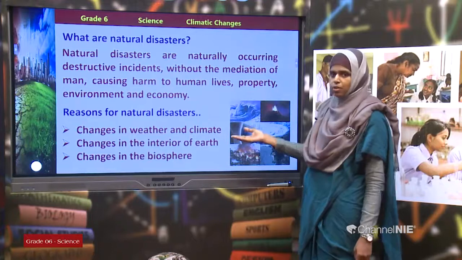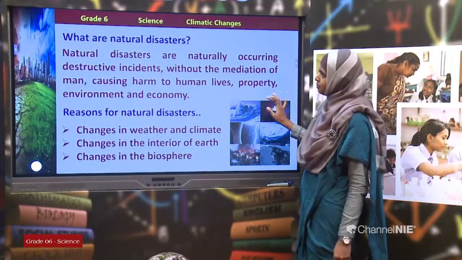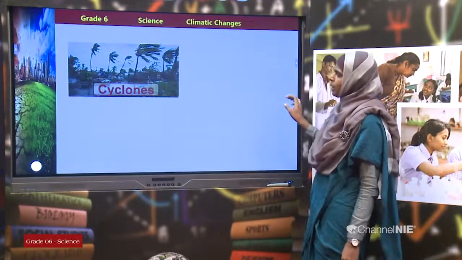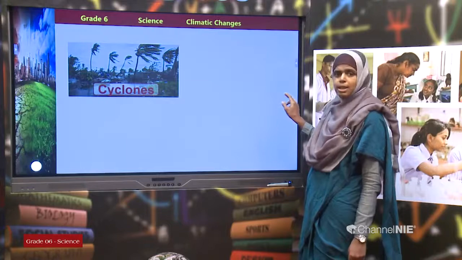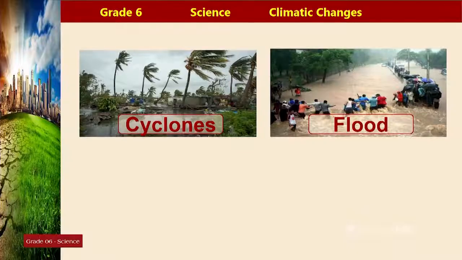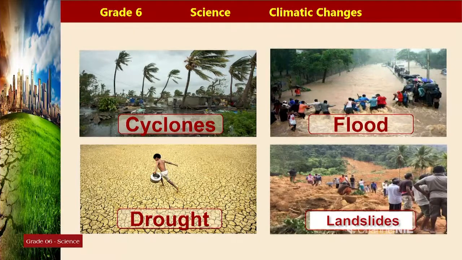So, this is for your reference, children. You can refer to this for extra knowledge. We will be looking at 4 commonly occurring natural disasters in this lesson: cyclones, flood, drought as well as landslides. These are the 4 most commonly occurring natural disasters in Sri Lanka, children.